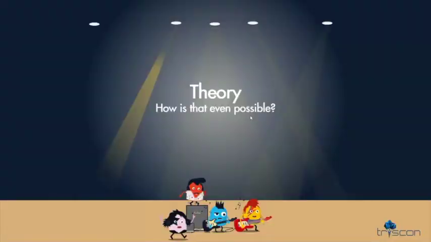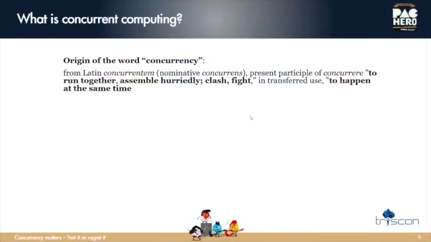So what is it? Let's start with the basics. Today it's a little bit educational. So where does the word even come from, concurrency? I looked it up. Its origin is probably Latin, and it means to run together, assemble, hurriedly, clash, fight, or to happen at the same time.